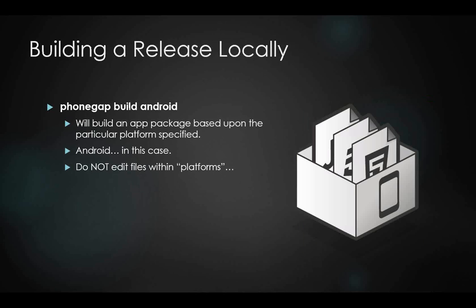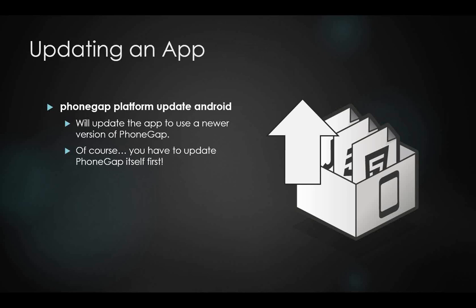So to build a release locally, you simply say phonegap build, and then whatever platform you want to build. So in this case, I'm building for Android, so I just say phonegap build android. If I wanted to do it for iOS, I could do that, or any of those other platforms, and it'll create that for us. And it's very important that you, of course, don't edit any of the files within that platforms folder within your project directory, because that'll really screw things up, so don't do that.